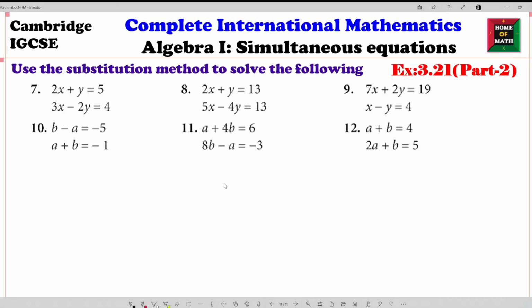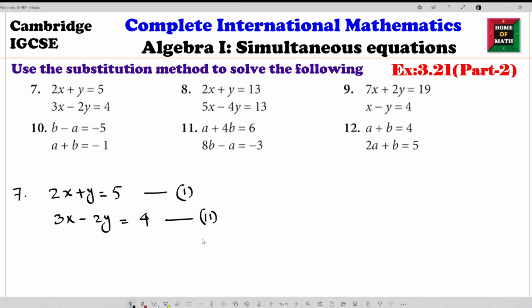Number 7, this is the second part of this chapter, simultaneous equation, algebra 1. So first, 2x plus y equals 5, this is equation 1, and 3x minus 2y equals 4 is equation 2.